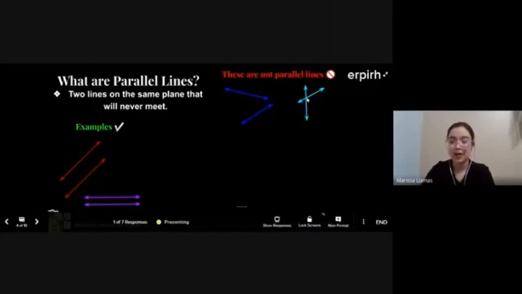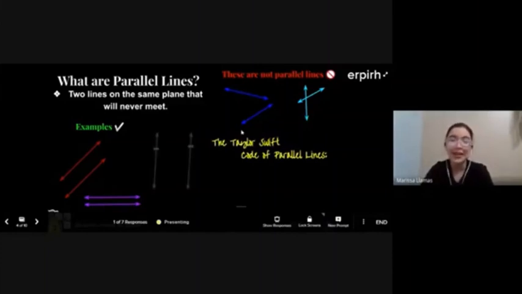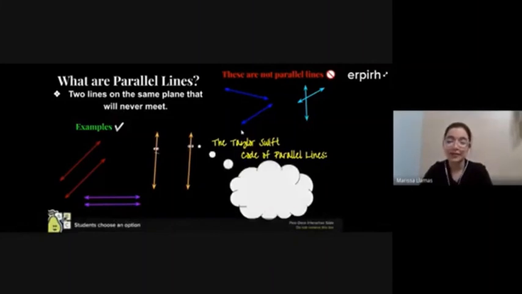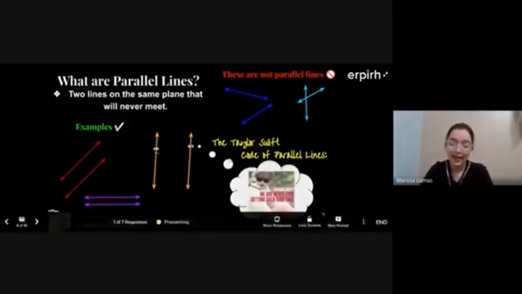Some non-examples of parallel lines, however, are these 2 sets of blue lines right here. The lighter blue, they're crossing each other in the middle right here, so that doesn't make them parallel lines. And even though this darker blue, these 2 lines, aren't crossing each other right here, the more you stretch them out, eventually they're going to end up crossing right here. I like to call this the Taylor Swift code of parallel lines, because like parallel lines and Taylor Swift, they're never ever going to get together.